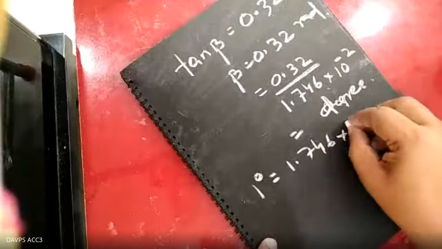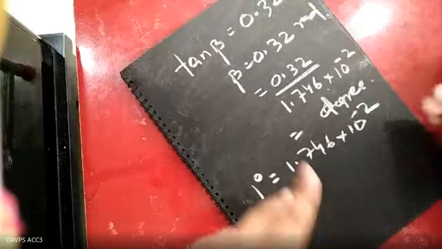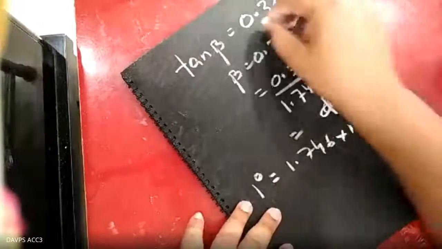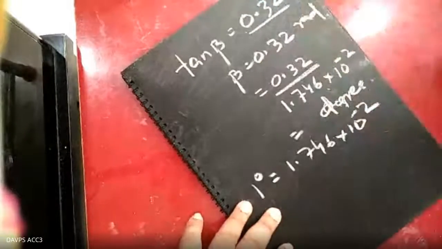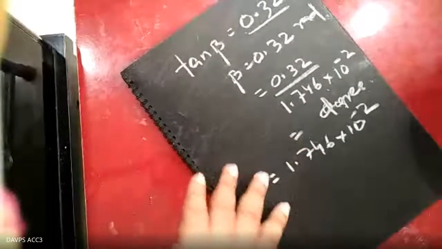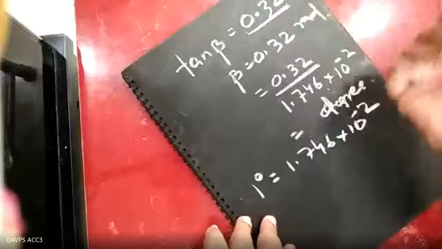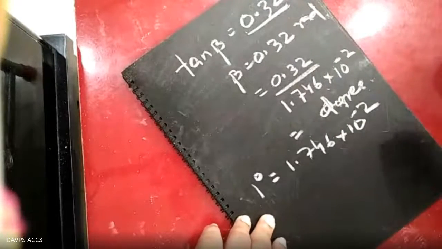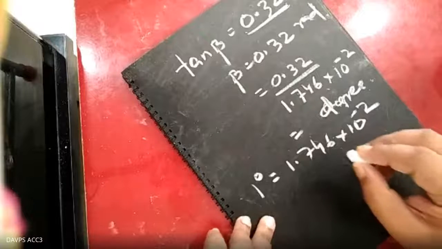1.746 into 10 to the power minus 2, because you know the question, you know the answer, how to solve it, and you are getting these values. Normally in the options you will be finding degrees, and at the same time you will get confused about what will be in degrees. So immediately note 1.746 into 10 to the power minus 2 in your notebook.